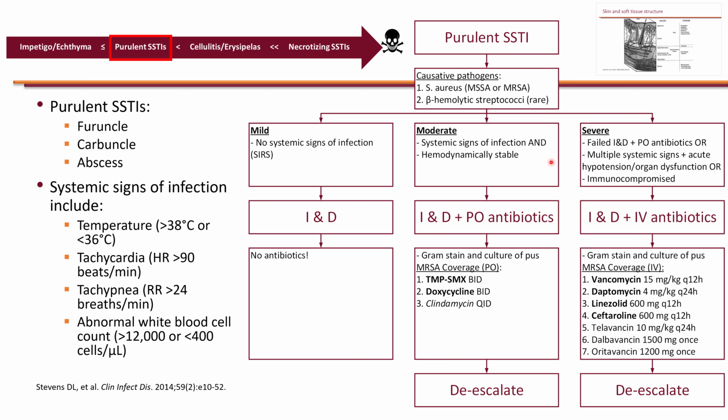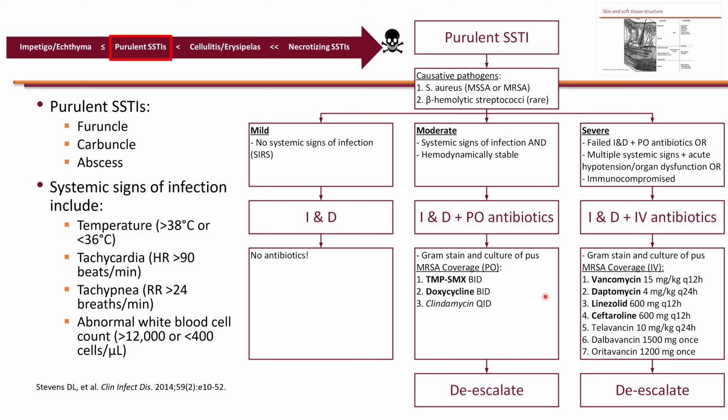Now, if there are systemic signs of infections, and the patient should, of course, be hemodynamically stable, in addition to incision and drainage, the patient will receive oral antibiotics. Okay, so oral antibiotics that are primarily targeted at MRSA. So trimsulfa or doxycycline, and for some reason, if these are not available, clindamycin. Clindamycin is the last choice, not only because of increasing rate of resistance, but also collateral damage from clindamycin is much more severe. So C. diff in particular is an issue.